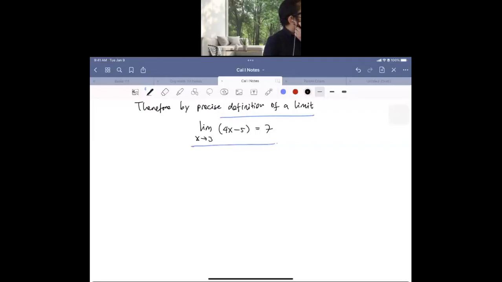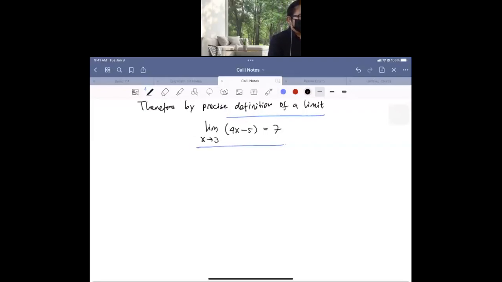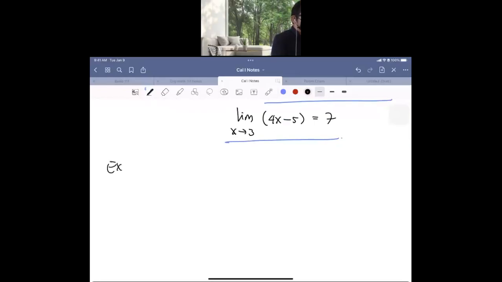Okay, another typical proof in the precise limit is something that maybe, let me write the question: prove the limit as x approaches 3 of x squared equals 9.